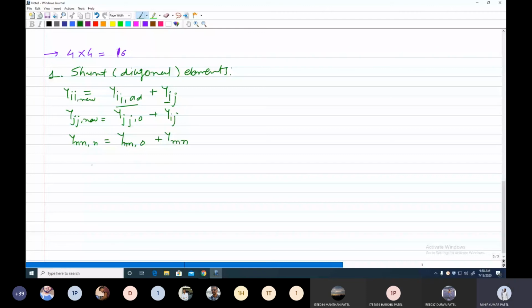Clear? Same way we can write for Ymm new. N means new. Ymm new is equal to, what is the value of shunt admittance at bus number m? It is Ymm old plus the transfer admittance Ym, Nm or Mm. So these are the 4 shunt elements.